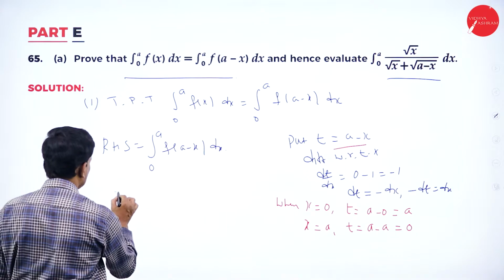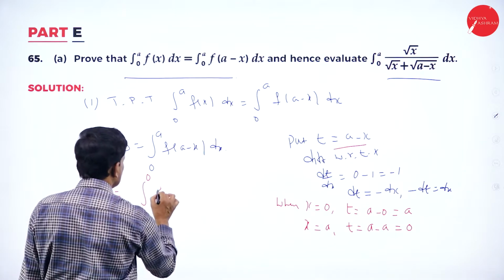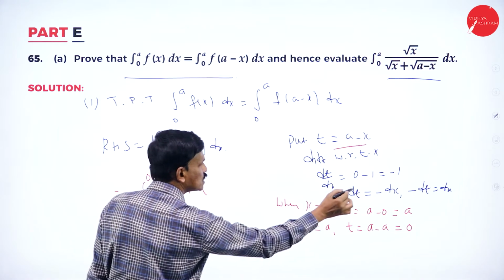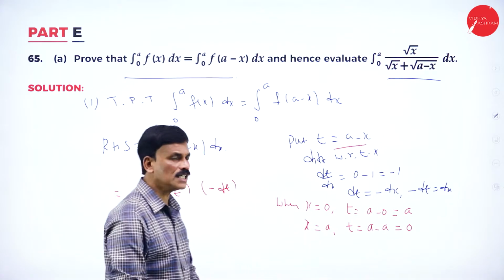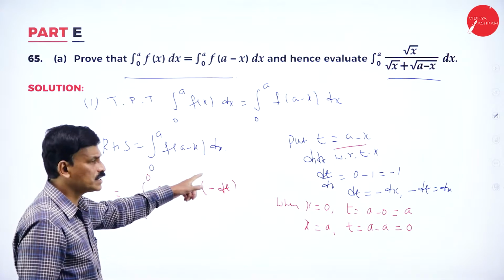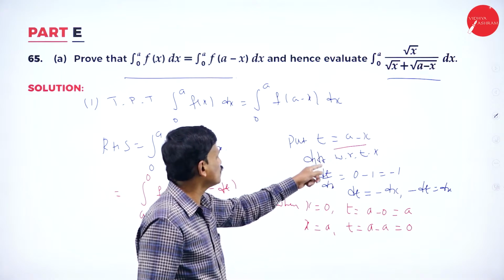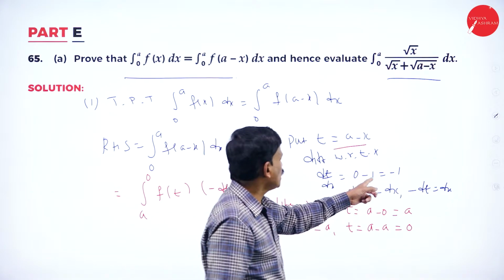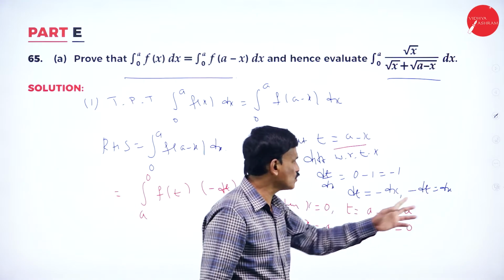So, this given integral will reduce to integral a to 0 f of, what is a minus x? a minus x is t, and what is dx? dx is equal to minus dt. Okay, see here. Let us consider RHS, very simple. RHS, integral 0 to a f of a minus x dx. Put t is equal to a minus x. Differentiate it, dt by dx is equal to derivative of a is 0, x is minus 1. Minus 1, so just cross multiply, dt is equal to minus dx or minus dt is equal to dx.